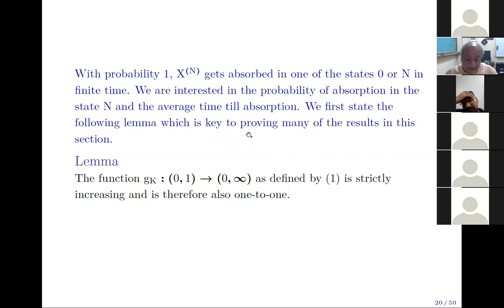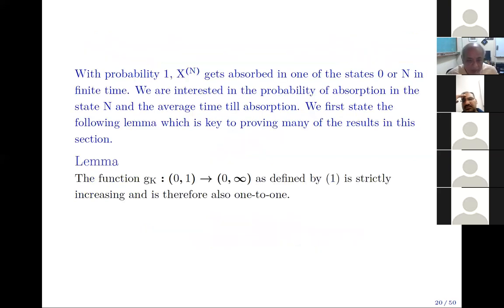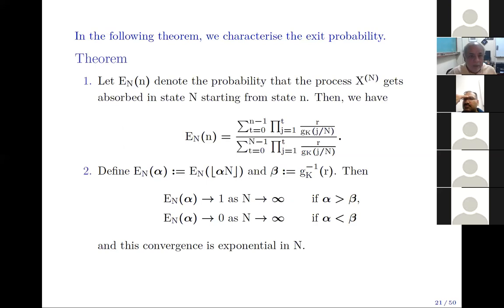So as I told you, this gk was a nasty function. So this lemma really took us a long time. The gk is, this was the gk. So you should think of it as, let's say, p times probability binomial 2k, p is bigger than or equal to k plus 1, over 1 over q, where p plus q is 1, 1 over q times probability binomial 2k, q is bigger than k plus 1. Okay. And this function is strictly increasing, and therefore it's a one-to-one function. Once we have that, we get this theorem that the exit time is given by this nasty ratio.